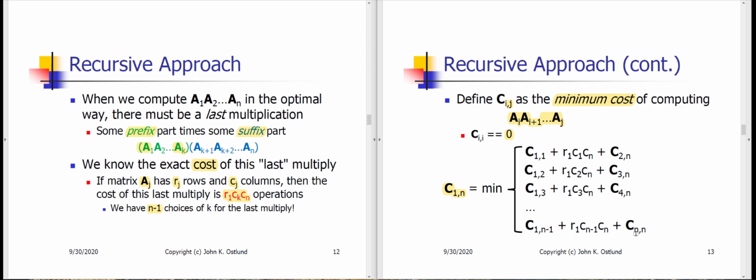Okay, so this needs to sink in for you. This is the key to the whole puzzle. You need to agree that C sub 1n, that is the minimum cost of computing A sub 1 times A sub 2 times and so on times A sub n, has to be the minimum of one of these n minus 1 possible costs.